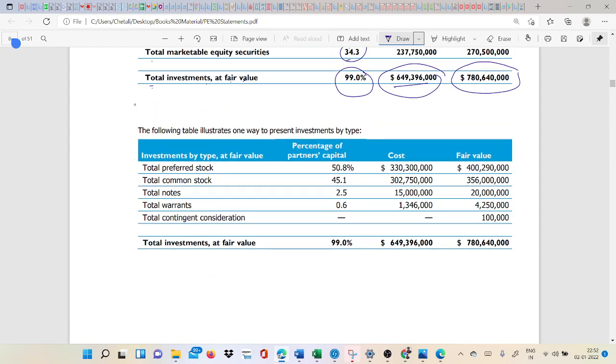This is the structure how they had invested into 50% from the preferred, 45% from the common stock, 2.5% into the bonds, means they have invested through the notes or bonds or debentures or any obligations, and total warrants, which is 0.6%. Warrants we'll discuss in a corporate action session. Notes, it is like bonds.